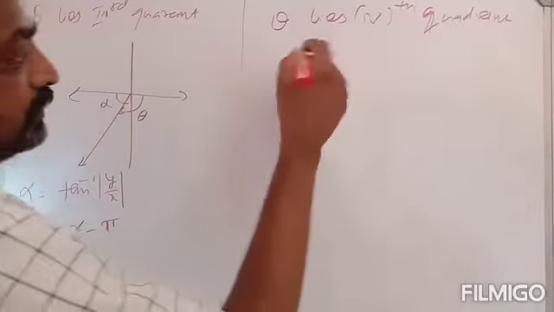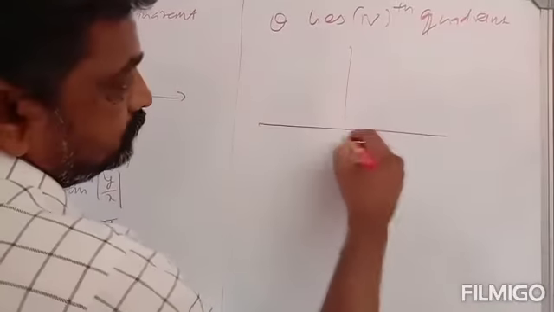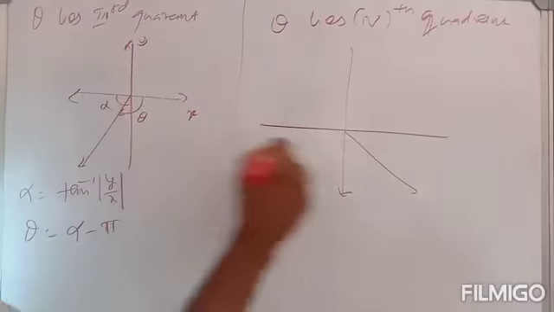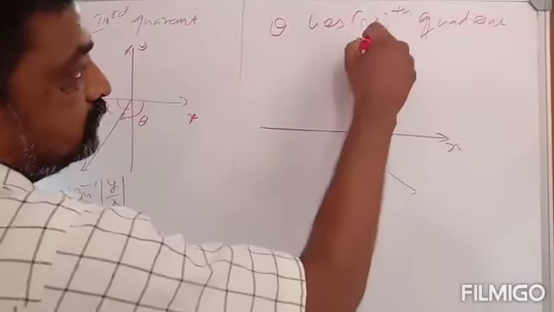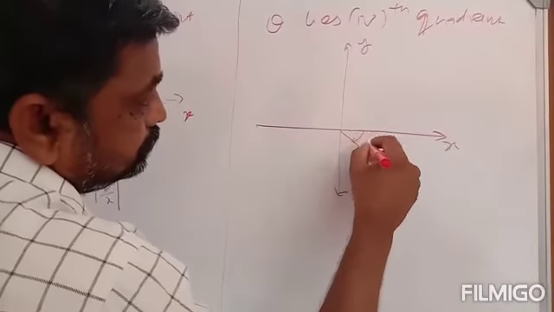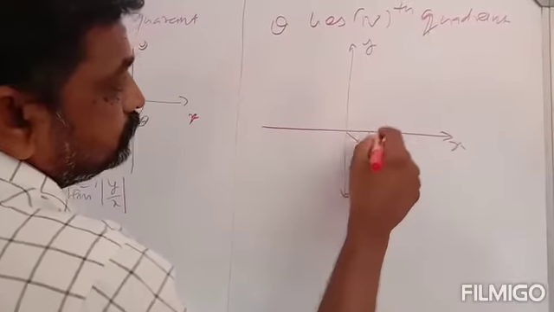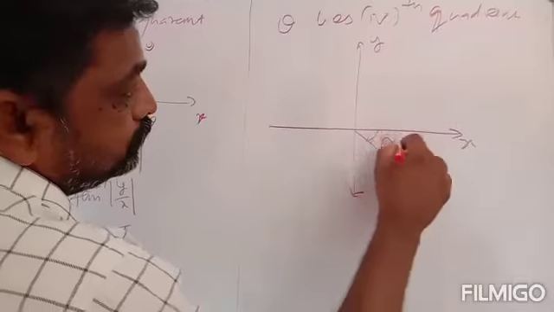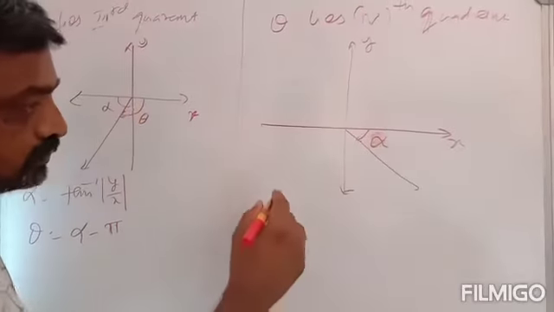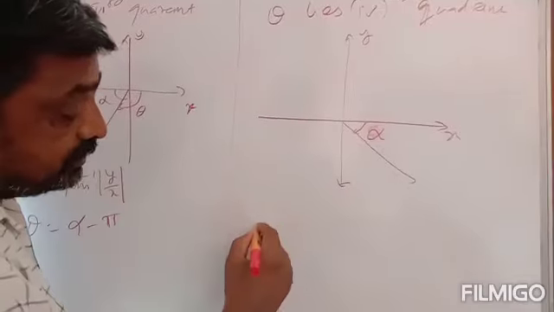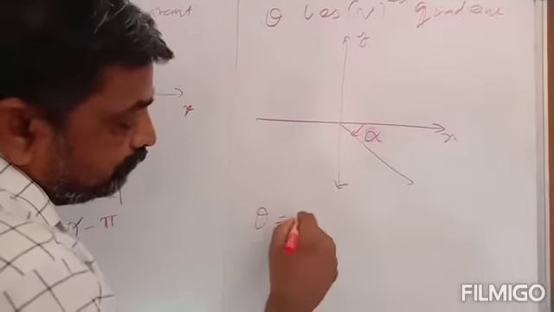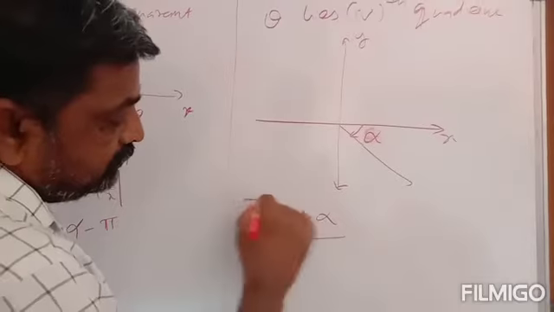Theta lies in the fourth quadrant. That is the x-axis, y-axis, fourth quadrant, and here theta is alpha. So it is 2 pi minus alpha, or measured in the anti-clockwise direction, theta equals minus alpha.